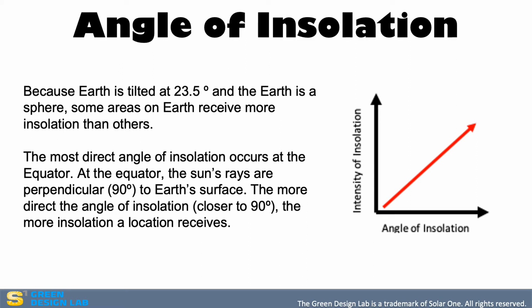First, let's understand more about the angle of insolation. The sun is at its highest angle of 90 degrees, also known as the zenith angle, at the equator. At the equator, the sun's rays are perpendicular to the Earth's surface. The closer the angle of insolation is to 90 degrees, the more insolation there is.